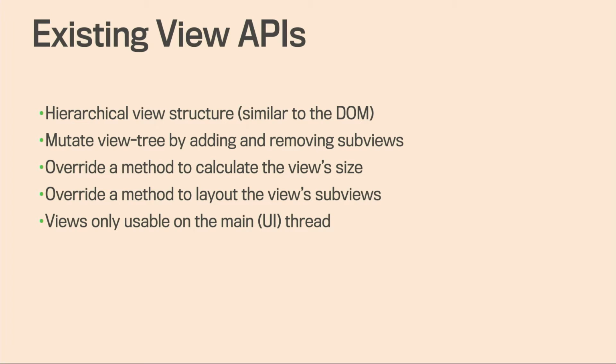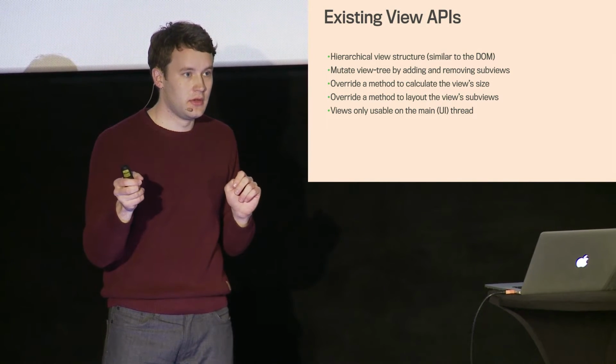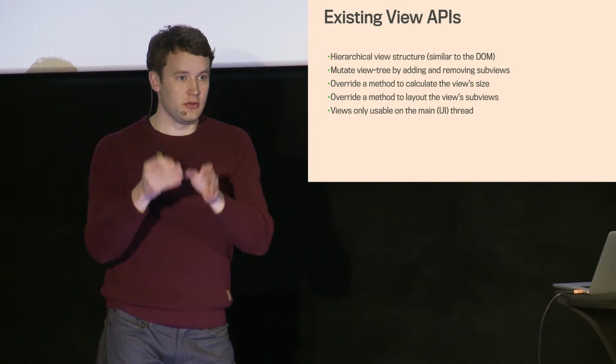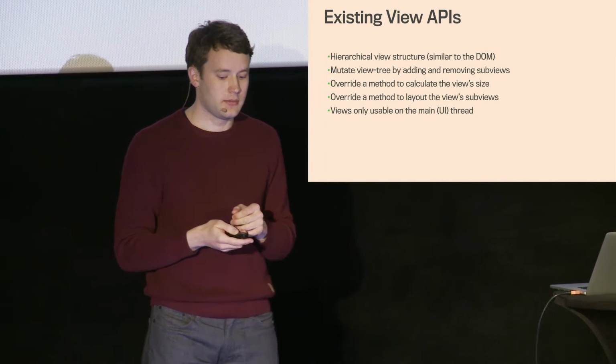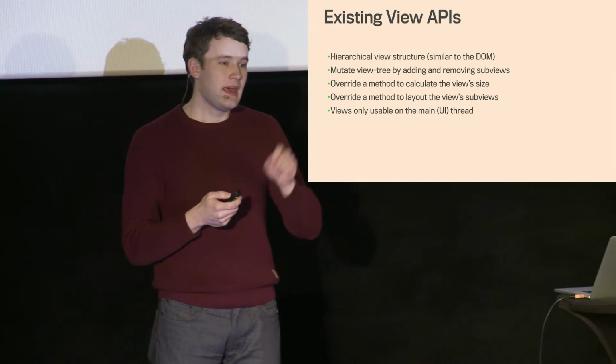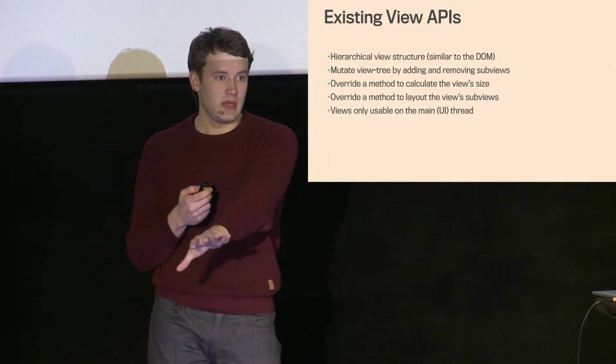We start with UIKit on iOS, which has a mutable hierarchical view structure, right? You can add subview, you remove subview. Those are mutable methods. They mutate whatever view is already there on screen and add a new or remove a view on screen. You override a method to calculate the view's size or lay out its subviews. And all this means with mutability, you have thread affinity, right? You can only use views on the main thread.